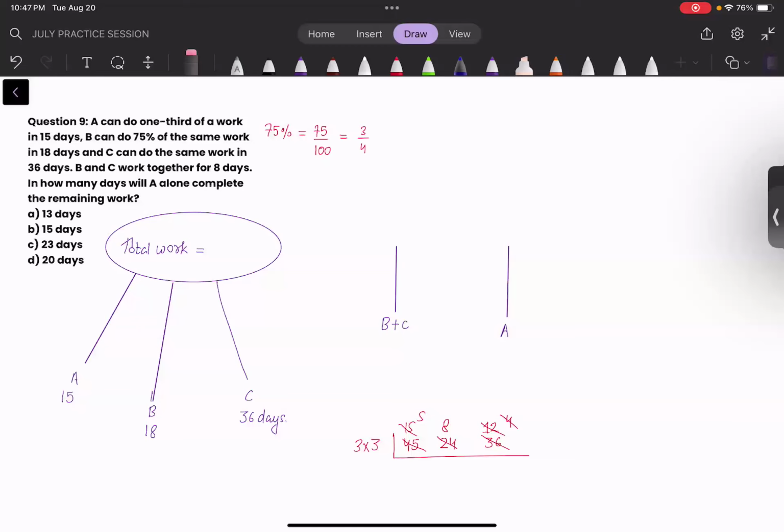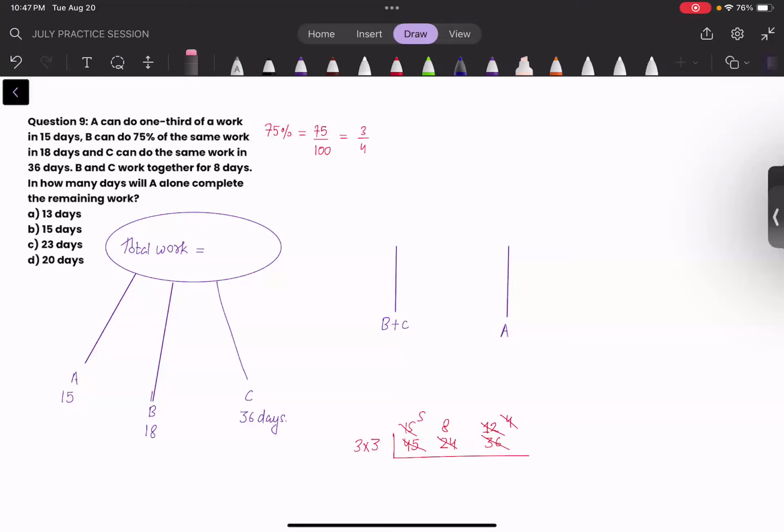All right. Carefully read the question one by one. The first information is about A. A can do 1/3 of a work in 15 days. So did I mention the right value in the diagram?